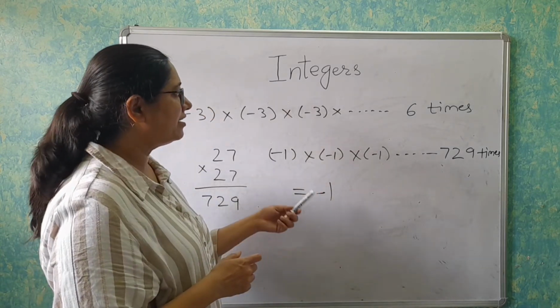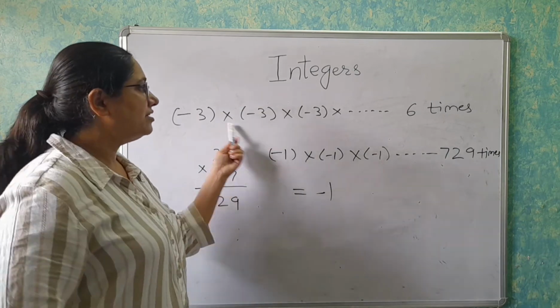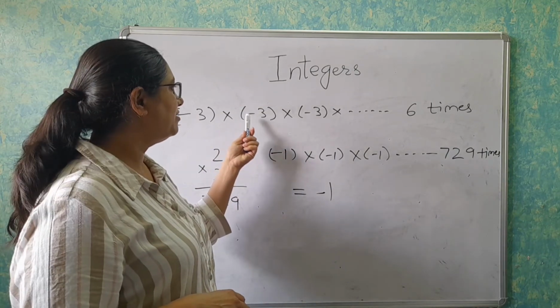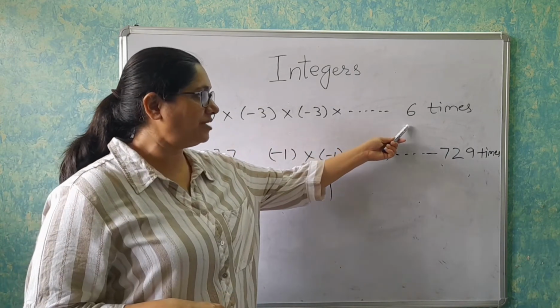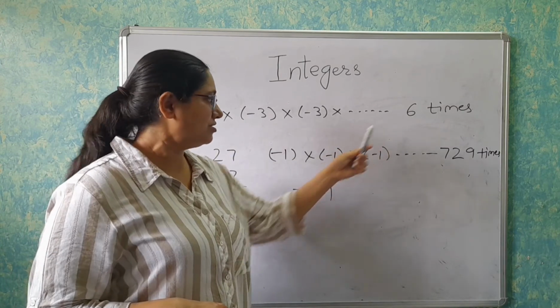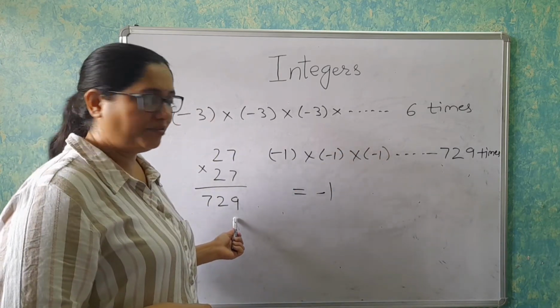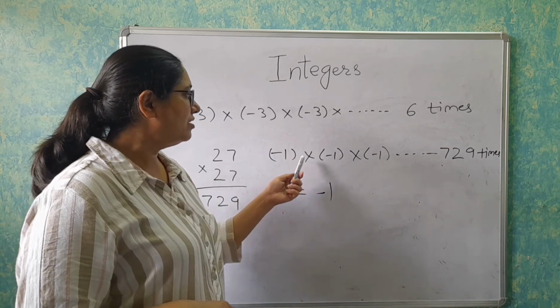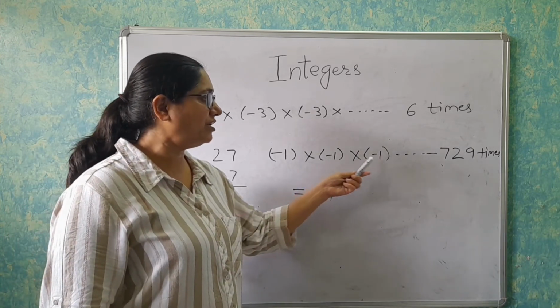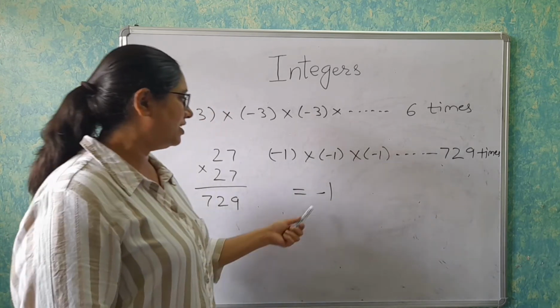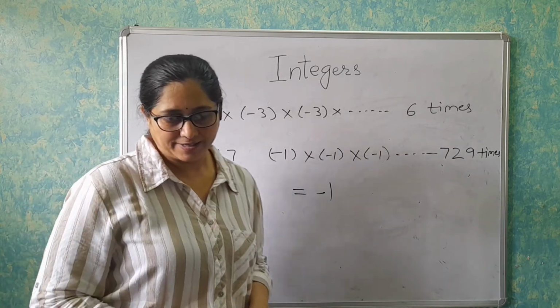This is the trick. In this example, we have multiplied negative integer for 6 times, which is an even number. So our answer is a positive integer. In this example, we have multiplied negative integer for odd times. So our answer is a negative integer.